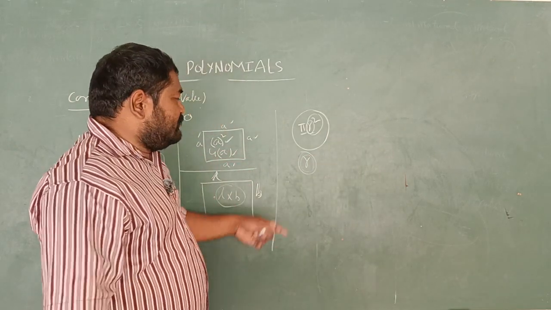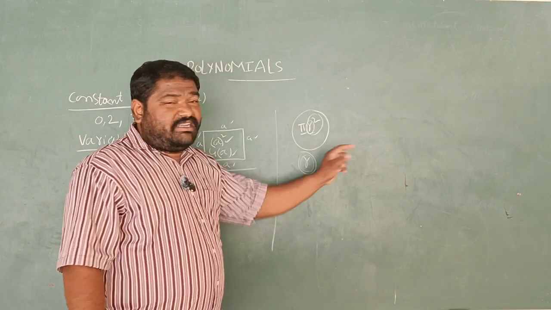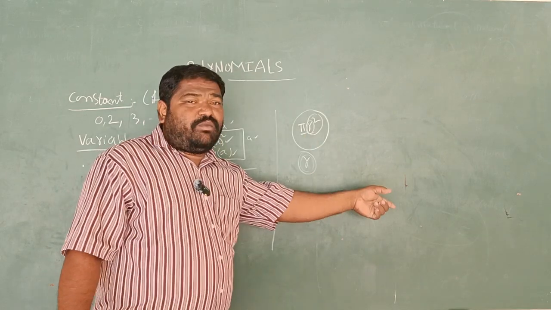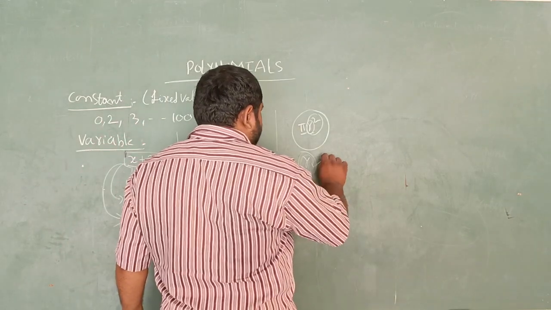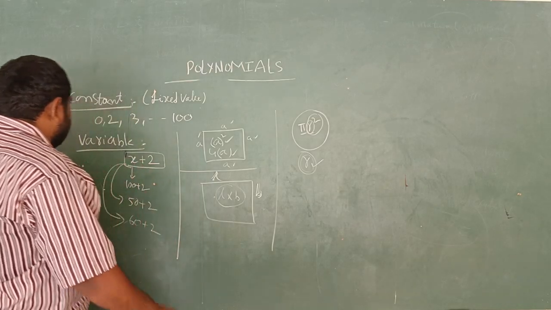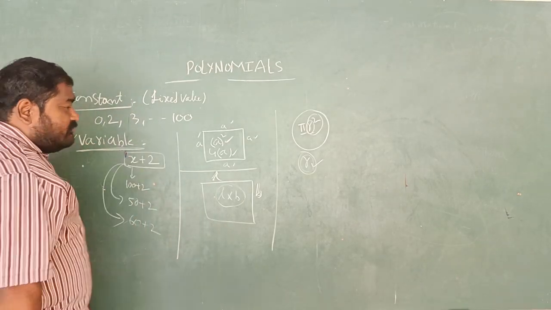For example, in some problems, r may take 14 centimeters. R is equal to 7 centimeters. R equal to 15.4 centimeters. Whatever it may be. Therefore, here r is a symbol. Therefore, a symbol which takes various values is called a variable.